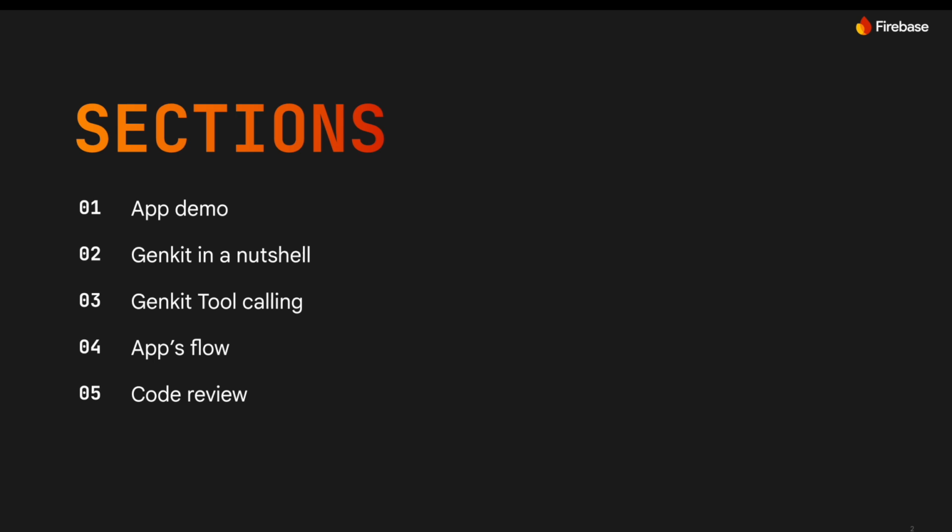Here are the main sections. Section 1, App Demo. Section 2, Genkit in a nutshell. Section 3, Genkit tool calling. Section 4, App Flow. Sections 2, 3, and 4 will be quick overviews, just enough to give you the right context before we dive into the code.